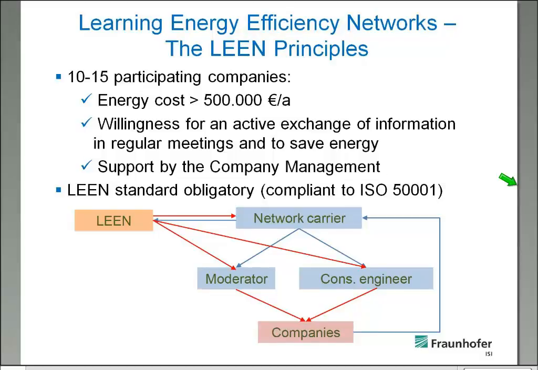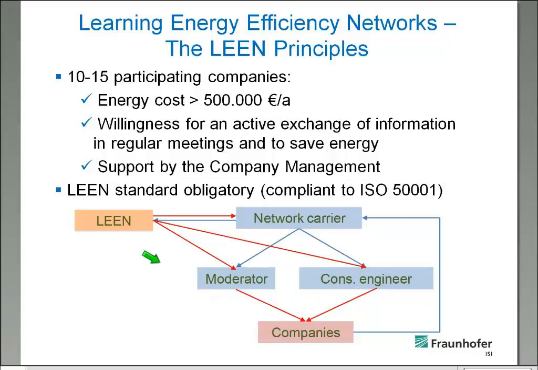You see here the major components of the network, and a very important part in the network are naturally the companies themselves, the 10 to 15, but these companies need to come together at first. They don't gather on their own, so there is a network coordinator, someone who talks to the different companies and tries to animate them to come together in such a network, and he may then be the network carrier once the network is established. On the other hand, we have the daily business in the network, and this is done by a moderator who initiates meetings, for example, in the different companies, and who also possibly engages external advice to bring more information to the companies.